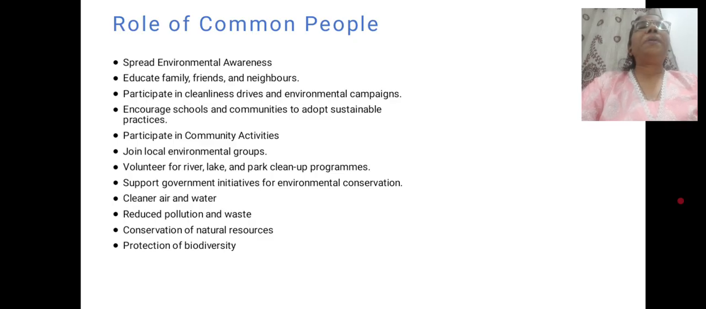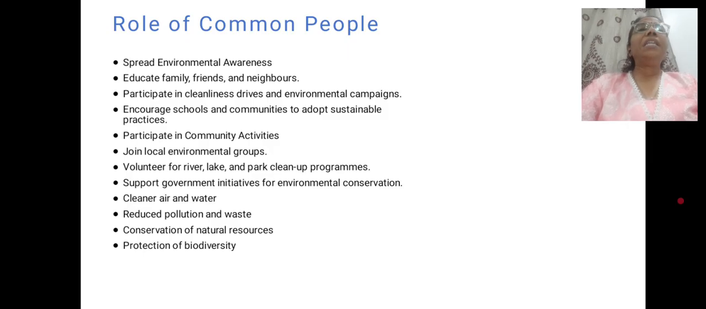We can also spread environmental awareness; we can educate our family, friends, and neighbors. Participate in cleanliness drives and environmental campaigns. Encourage schools and communities to adopt sustainable practices. Participate in community activities. Join local governmental groups. Volunteer for river, lake, and park cleanup programs. This is also very important.